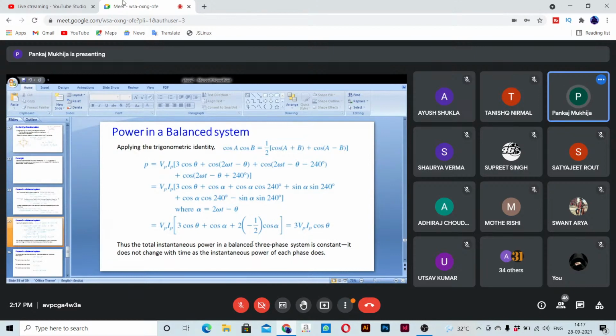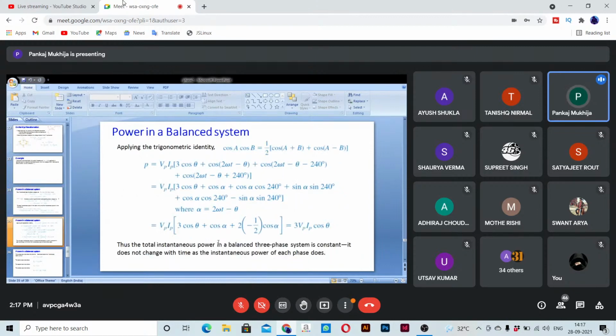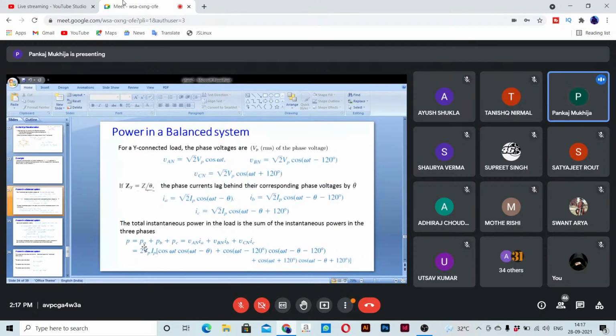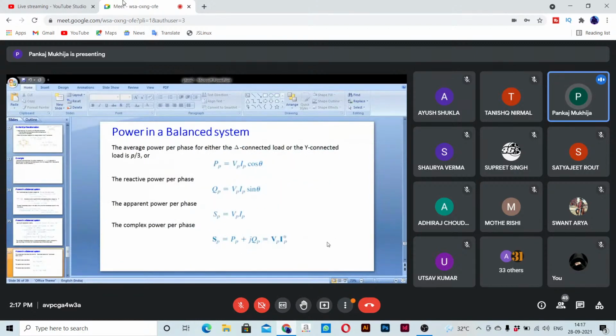Although you see instantaneous power for each particular phase, let's say for the first phase PA, if I find it, it depends on T. You can see here cos(omega T minus theta). Similarly for this, it depends on T. But when you find the total instantaneous power, it does not depend on T. That is constant. So that's a beautiful result that you should remember.